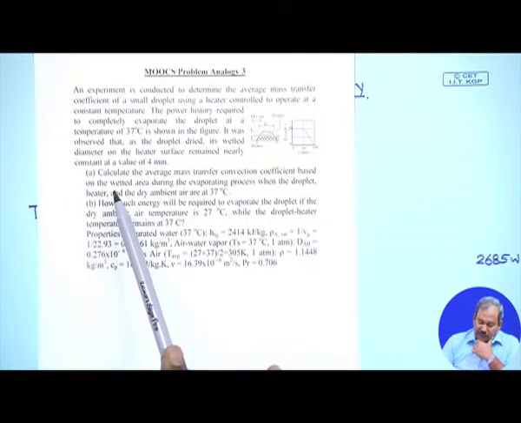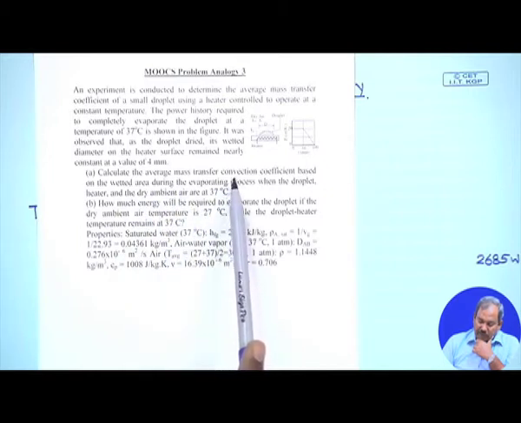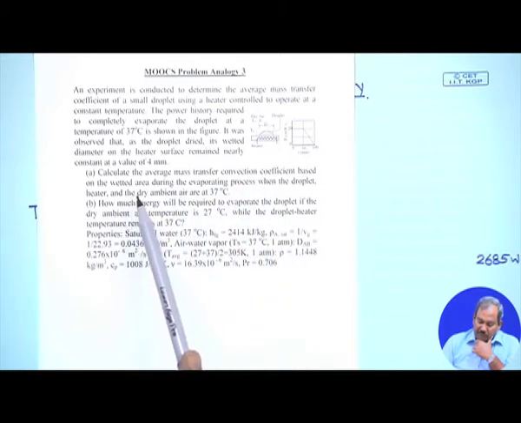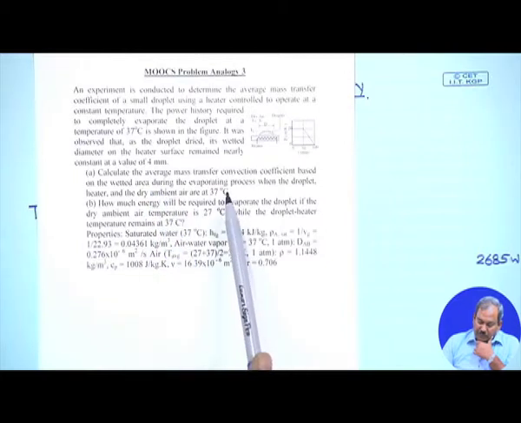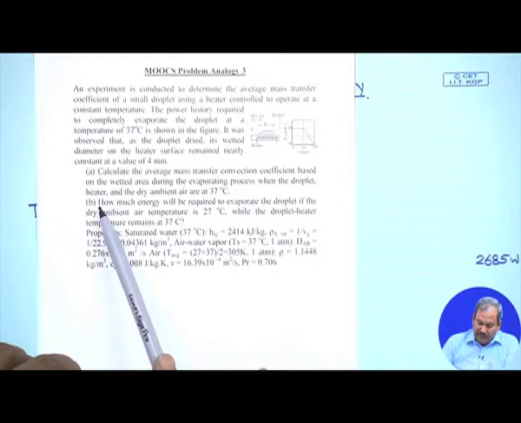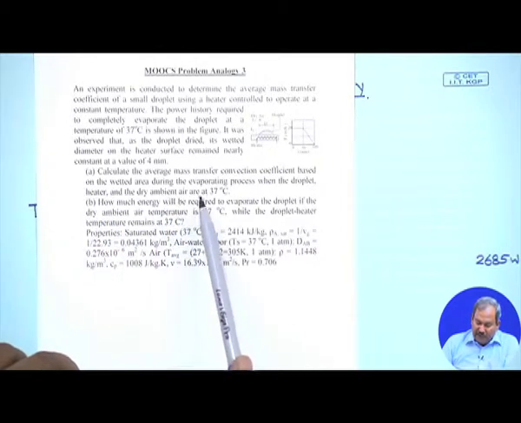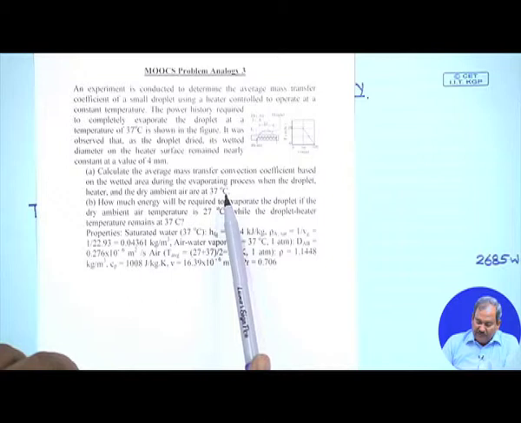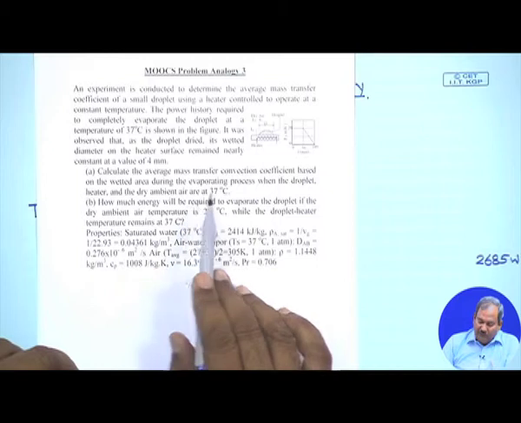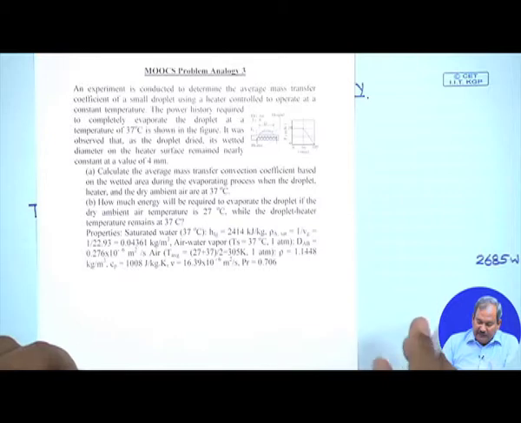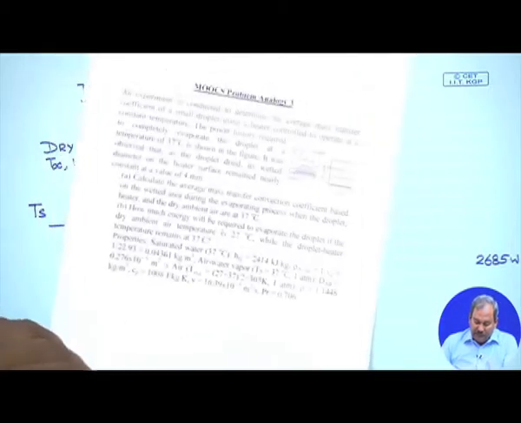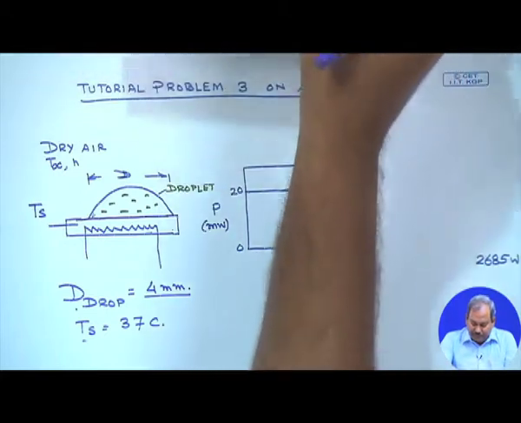What is required is to calculate the average convective mass transfer coefficient based on the wetted area, that means on that 4 millimeter diameter, during the evaporation process when the droplet, the heater and the dry ambient air are all at 37. So, you need to find out the mass transfer coefficient when the surface, the droplet and the air are everything at 37 degrees. That is the first part of the problem.